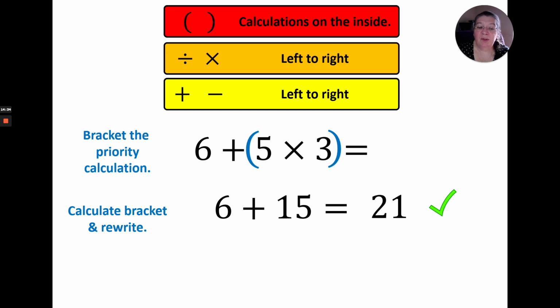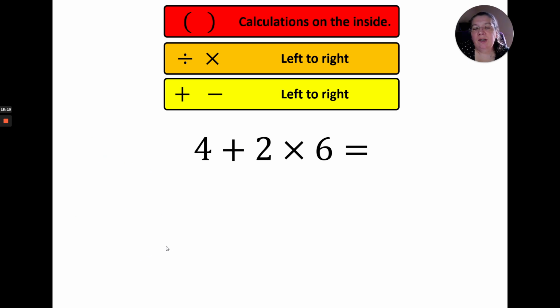Okay, and you can see if we didn't do BIDMAS, we'd have had 6 plus 5, which is 11, times 3 would have been 33, which would have been the wrong answer. So in an exam, you would have lost a mark there because you didn't use BIDMAS. So any question that you see that has more than one type of operation in it, so adding, dividing, multiplication or subtraction separately, or brackets or indices, always check that you can do BIDMAS.